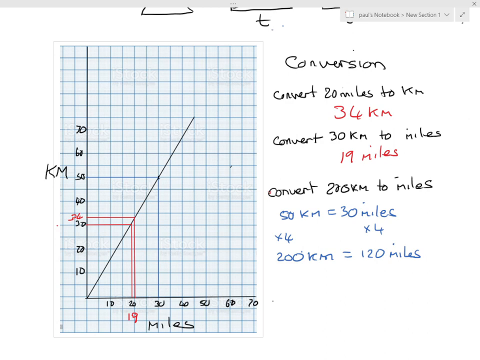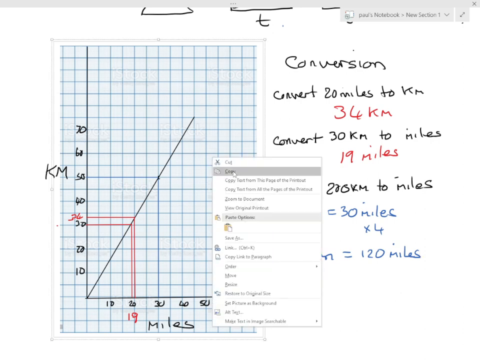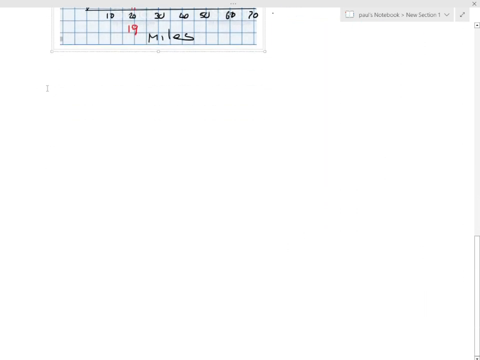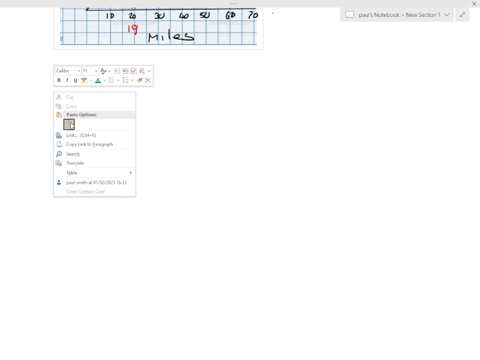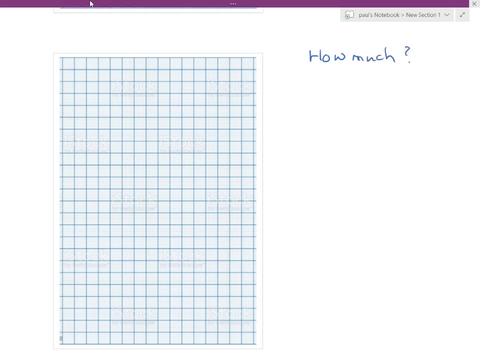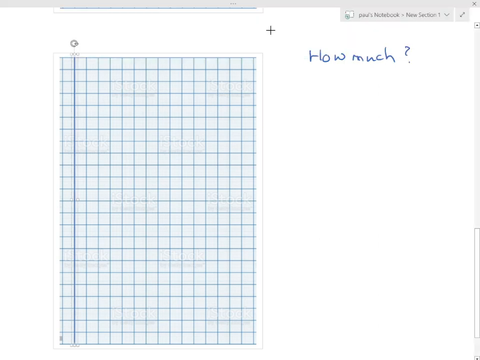Alright, now there's another one of these. Let's copy that, move it down and draw another one for you. And these are another conversion, and so this will be how much? Can't write M's. How much? Okay, so let's draw the there. And again, this is drawn for you, yeah. This is drawn for you.